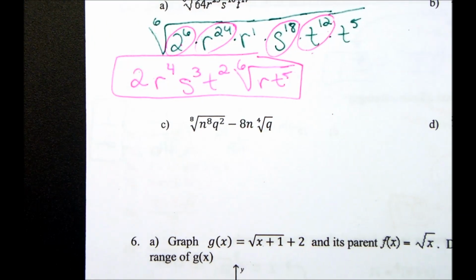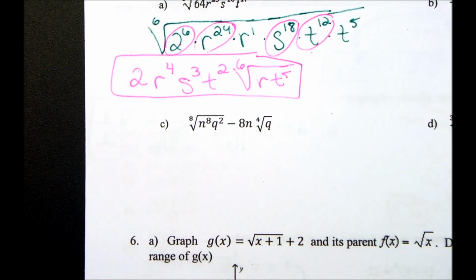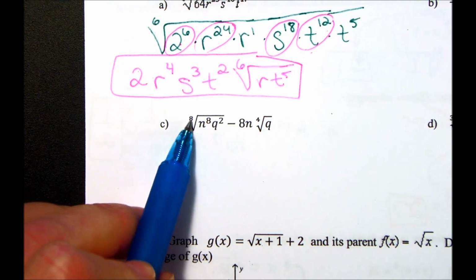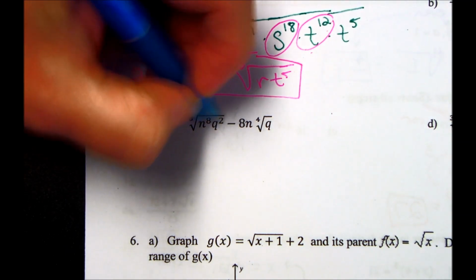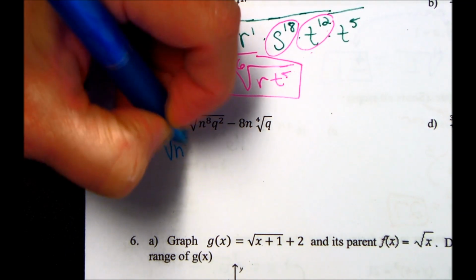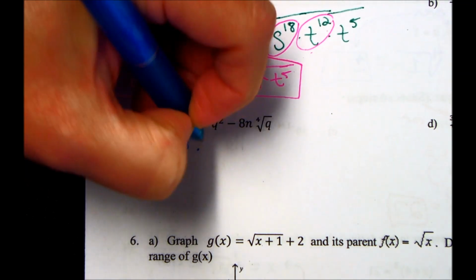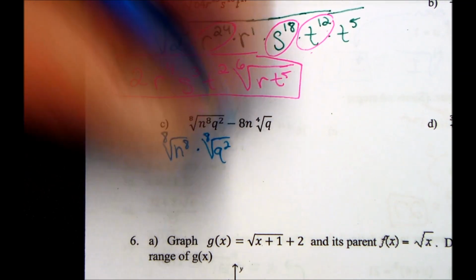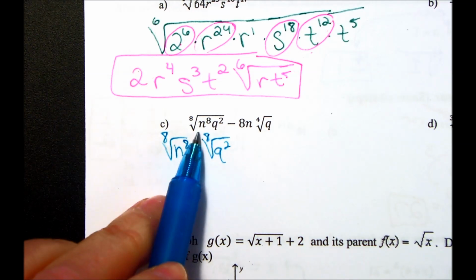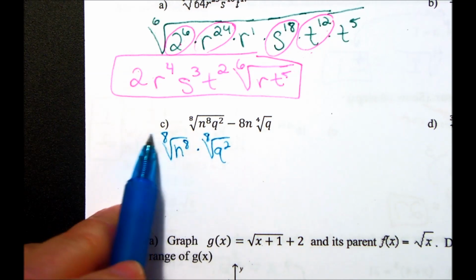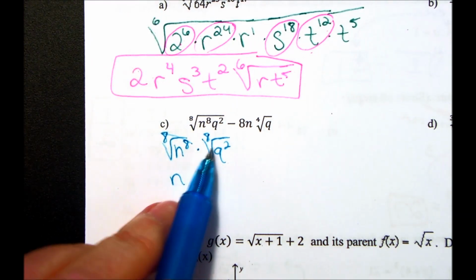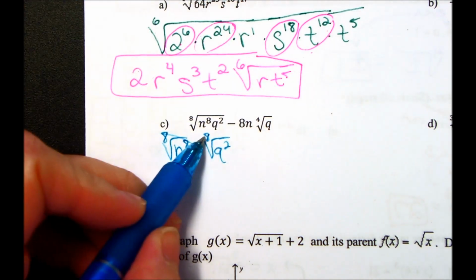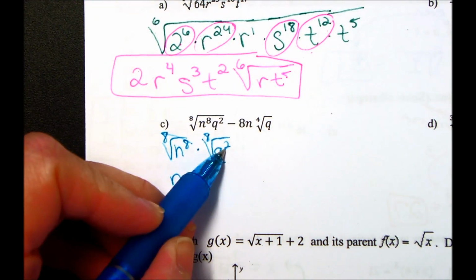Okay, now the next one is a little bit tricky. We're going to have to be creative with this one. The first part of this is not that hard. So your 8th root of n to the 8th, we could factor that into the 8th root of n to the 8th times the 8th root of q squared, factoring that n to the 8th and that q squared, and then the 8th root of n to the 8th would just become n.